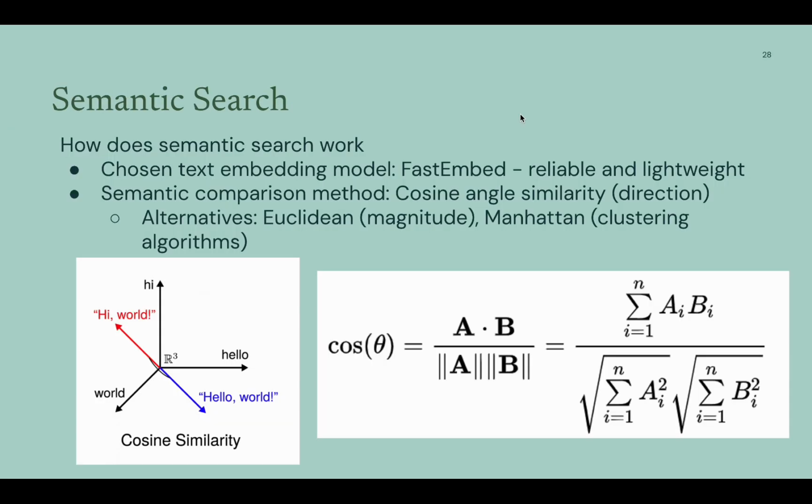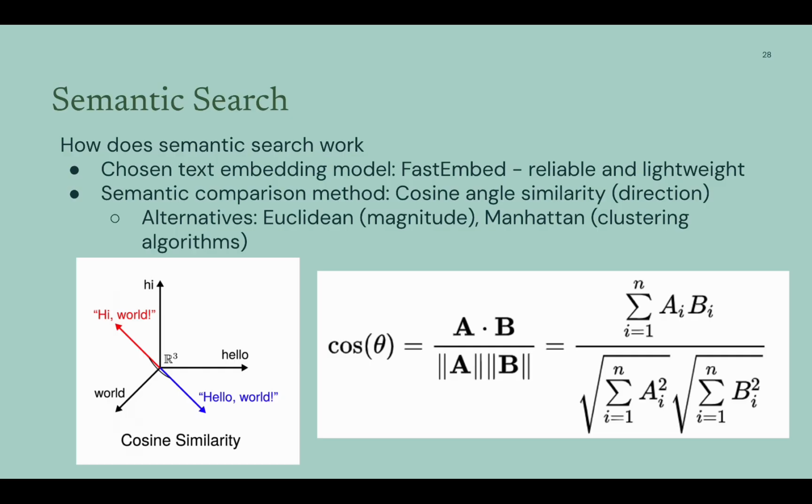All right, so now I'm going to dive into how semantic search works behind the hood, because if you saw earlier in our code, there weren't any NumPy or math functions because it's all abstracted behind Qdrant's APIs. We decided to use a text embedding model called FastEmbed because it's reliable, lightweight, and free, and it works pretty well with production level projects.